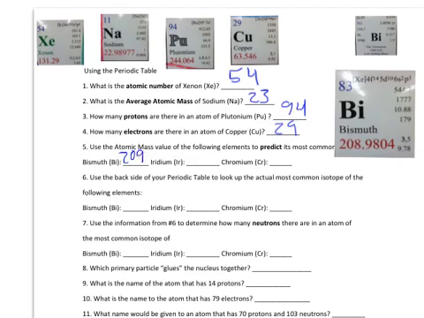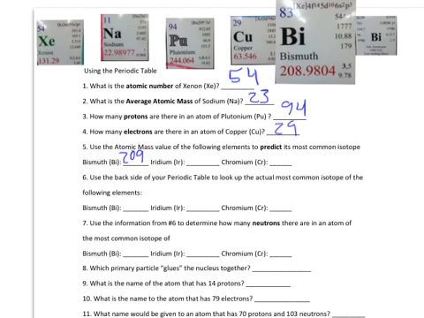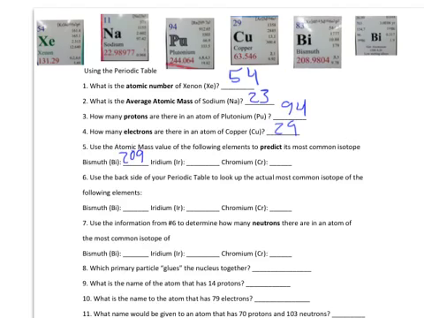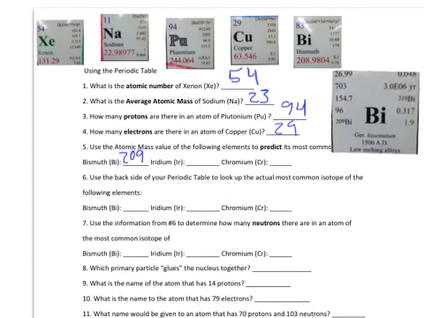So when we look at number 6, well, let me move this back here. Number 6 says, use the back side of your periodic table to look up the actual most common isotope. Now, most periodic tables don't give you this, but this one does. So let's just see. If we flip our periodic table over, you'll see this. Now, notice on the back side we don't have the atomic mass, the atomic number, but we have this here. This is isotope notation, and it tells us that bismuth 209 is in fact the most common isotope as we predicted. It won't always be, but in this case it was.